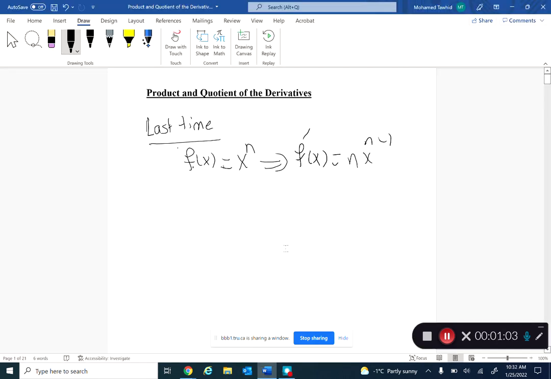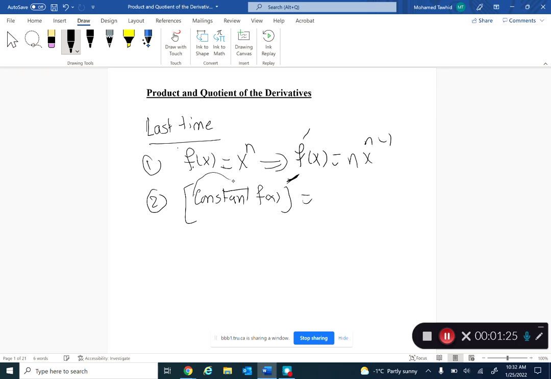All right, so that is the shortcut formula. That's what I gave you. That's rule number one, I gave it to you last time. Rule number two, I gave you also: if you have a constant multiplied by f of x, I need to take the derivative of that.